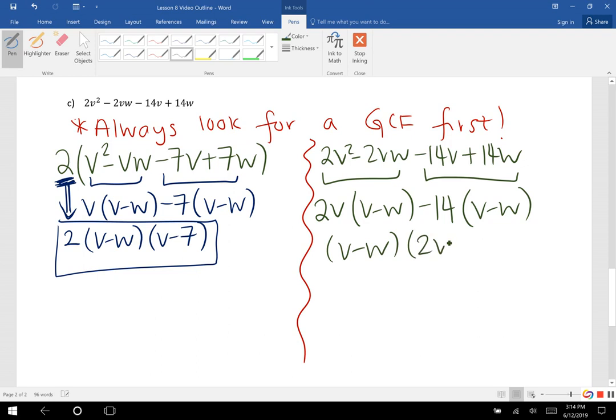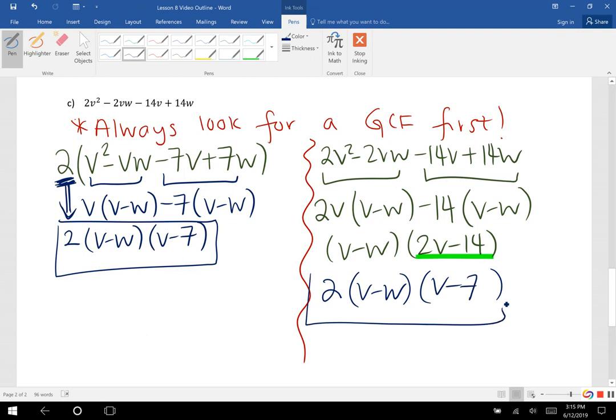Now, we're not done with this problem because that 2V minus 14 has a GCF in it. I'm going to finish the problem by pulling a 2, and I'll just put that in the front, out of that second set of parentheses. So the 2 gets pulled out front. I'll just copy this V minus W down. When I take the 2 out, I'm left with V minus 7. And there's the exact same answer.